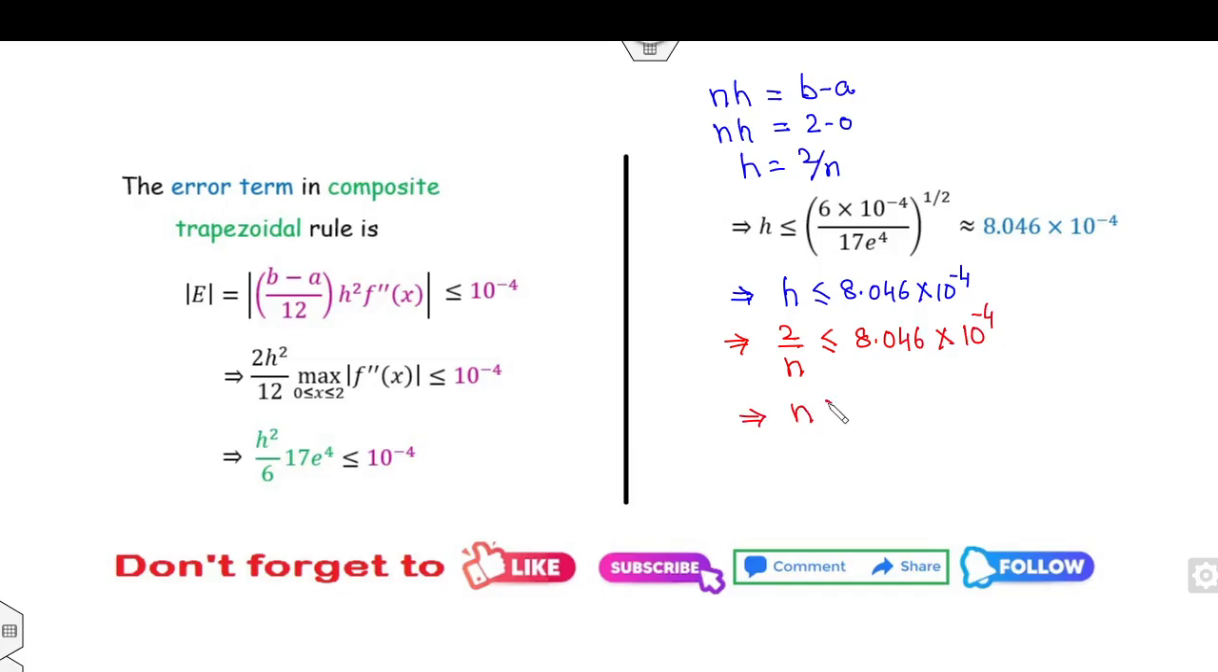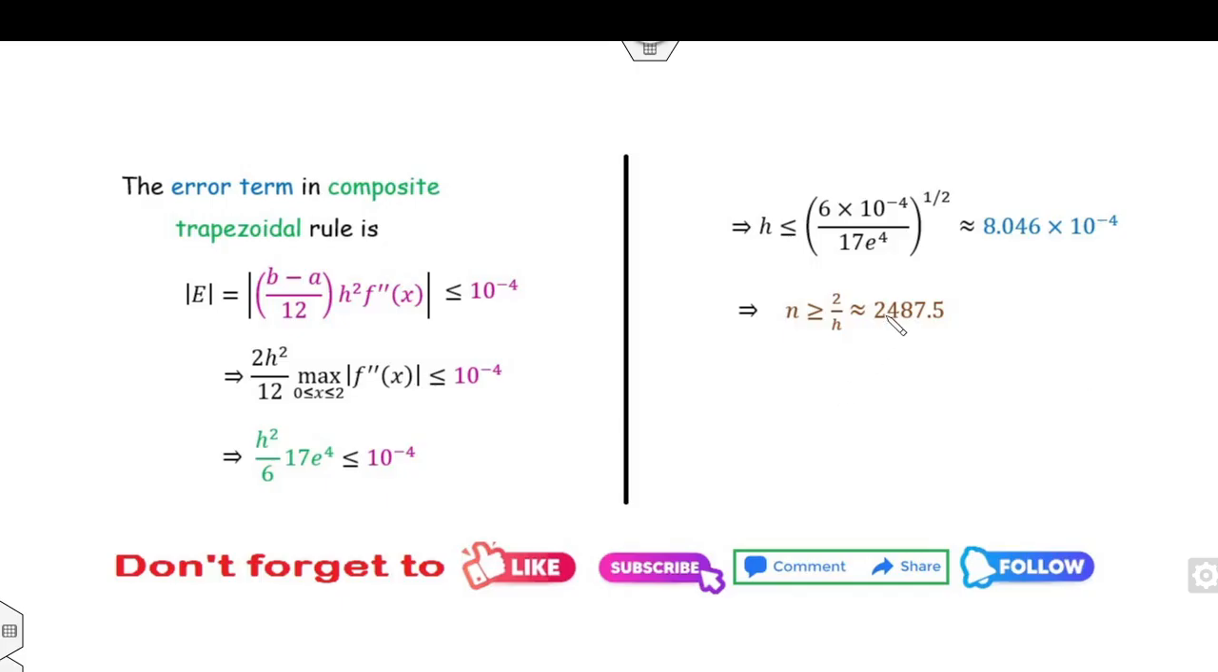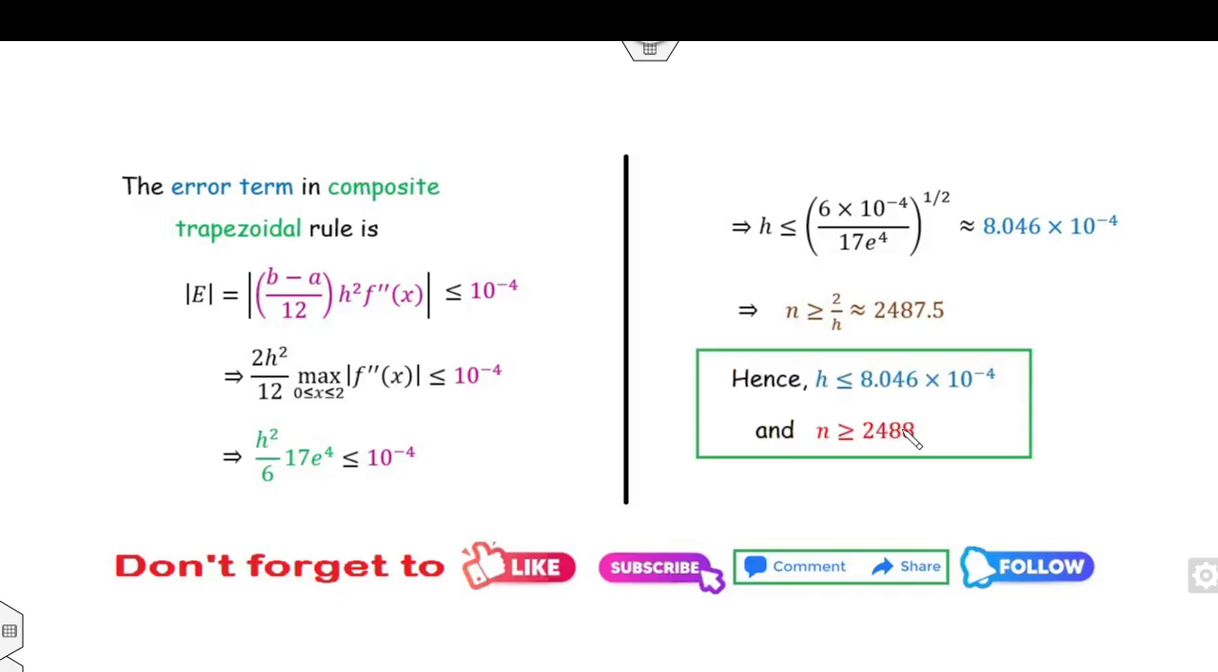So what is the n? n is greater than or equal to 2 divided by 8.046 into 10 raised to power minus 4. You can solve this calculation and you will get the answer approximately 2487.4. So therefore the value of the h is less than or equal to 8.046 into 10 raised to power minus 4, and n, because n is a number of the integers. So what is the integer part? You can take it as 2488. 2488 is the required answer of this result.